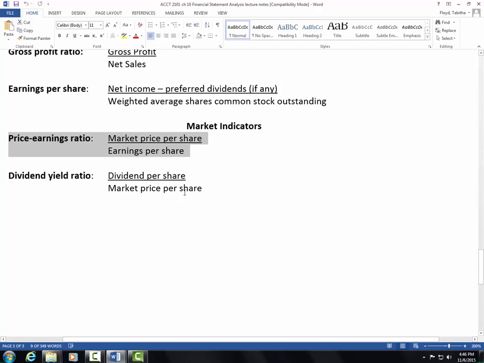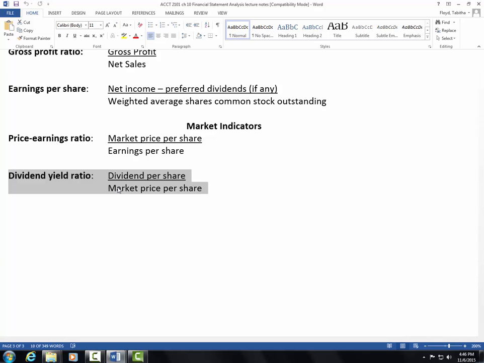Dividend yield ratio, it looks at the dividend per share divided by the current market price of each share. And this would indicate what the investor is getting back from the company in dividends. What is the percentage of return that the investor is getting in dividends?